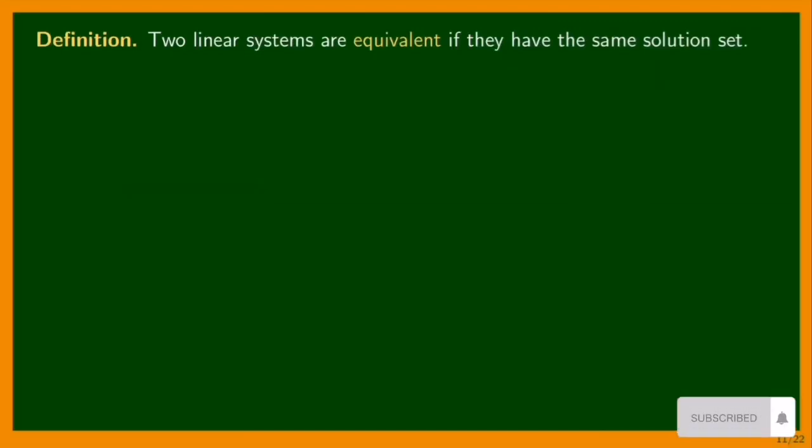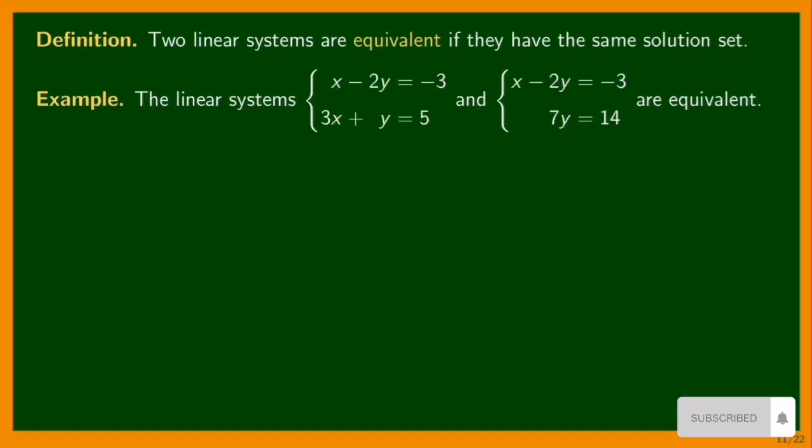Two linear systems are considered equivalent if they have the same solution set. It is possible that two linear systems may look different, but when you look at the solutions, they have the same solution set. For example, these systems of equations are both 2 by 2. This one looks like it has only one unknown, but it actually has two unknowns. The coefficient of x is just 0. You can consider it that way.